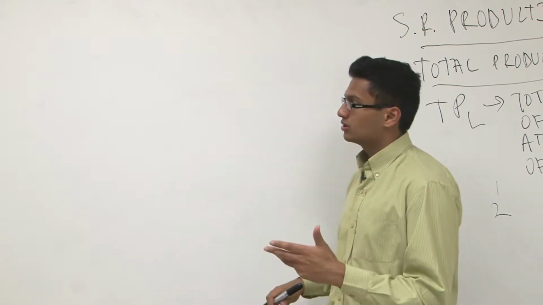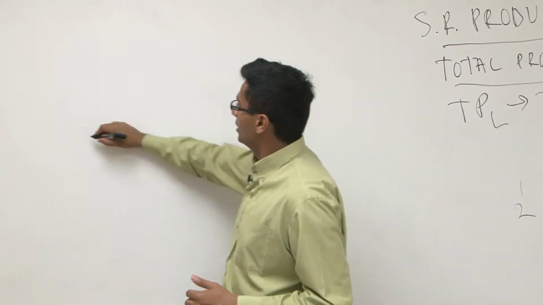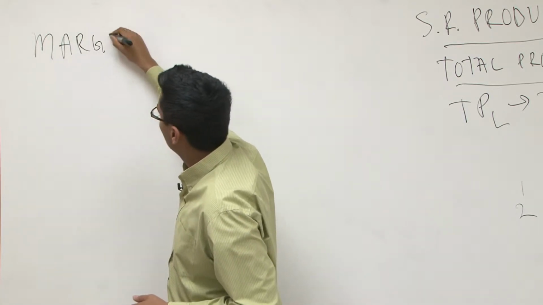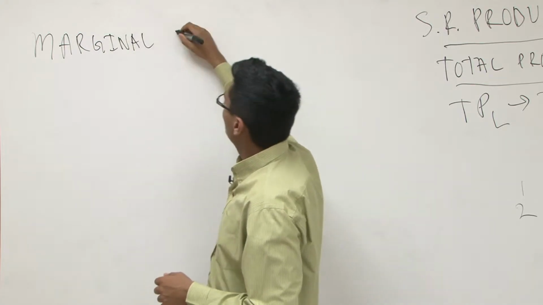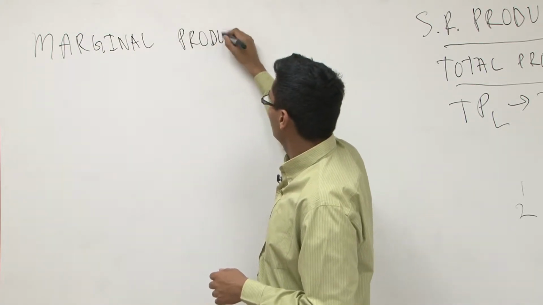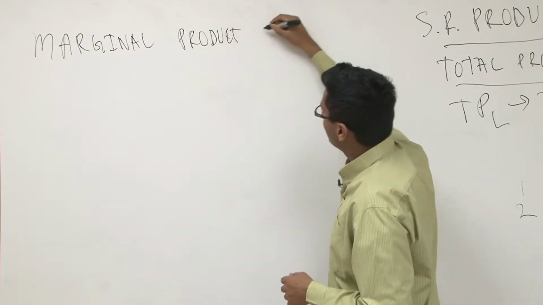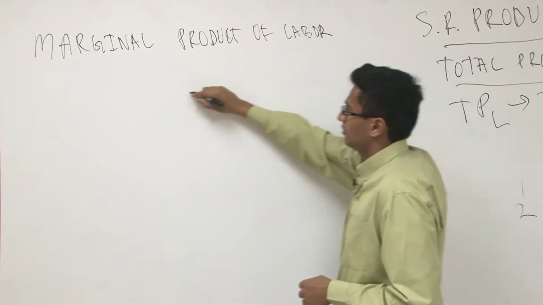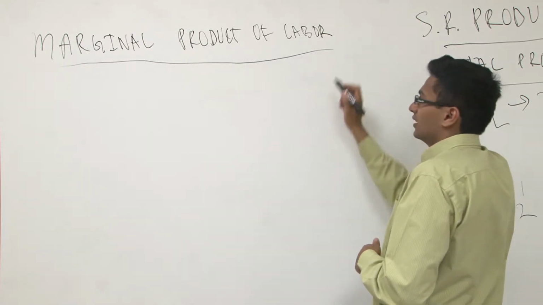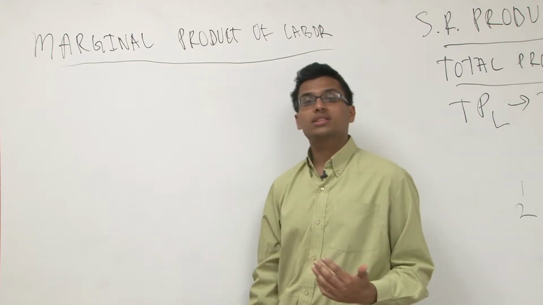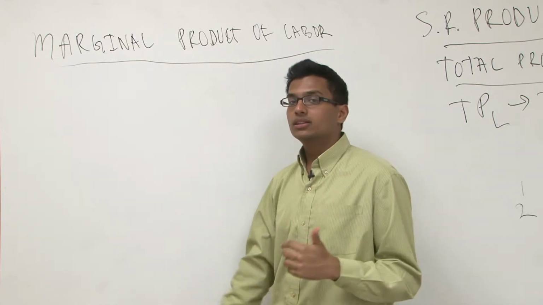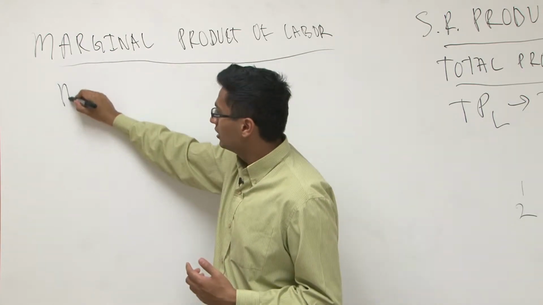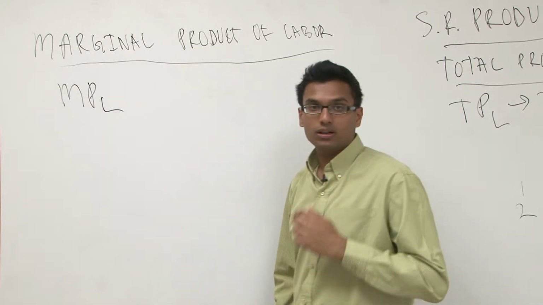And I'm going to use this side of the board to explain to you what MPL, or marginal product of labor, is. All right, what is this giant term? Before I explain what the term is, I told you guys we have abbreviations for everything. This one is obviously pretty intuitive. MPL, marginal product of labor. M, P, and L over here, just like that.